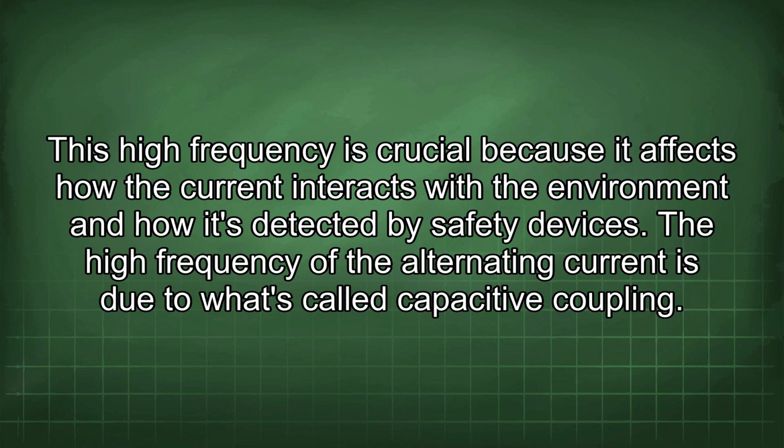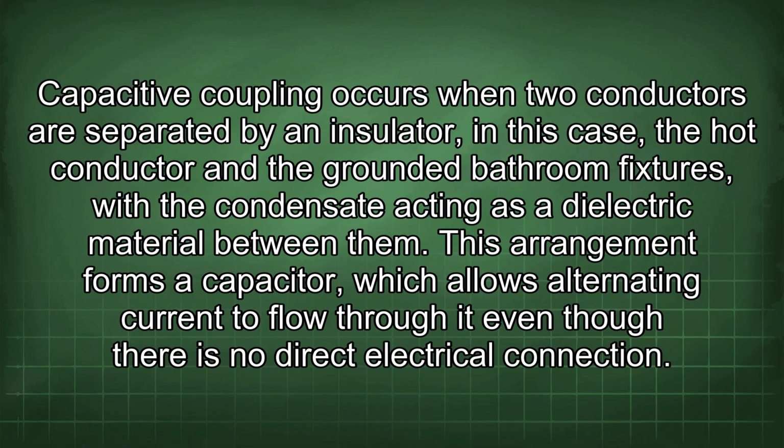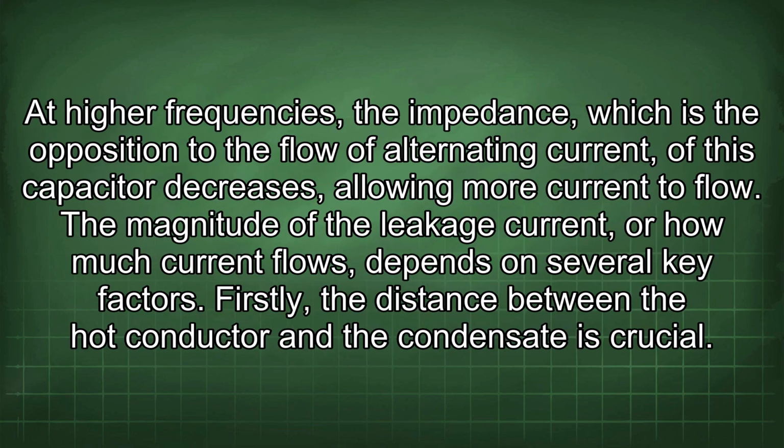This high frequency is crucial because it affects how the current interacts with the environment and how it's detected by safety devices. The high frequency of the alternating current is due to what's called capacitive coupling. Capacitive coupling occurs when two conductors are separated by an insulator, in this case, a hot conductor and the grounded bathroom fixtures, with the condensate acting as a dielectric material between them. This arrangement forms a capacitor, which allows alternating current to flow through it even though there is no direct electrical connection. At higher frequencies, the impedance, which is the opposition to the flow of alternating current, of this capacitor decreases, allowing more current to flow.